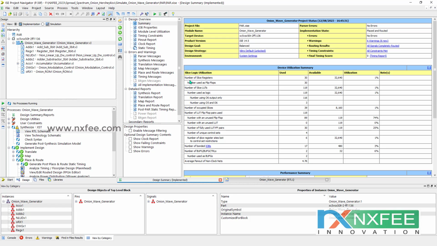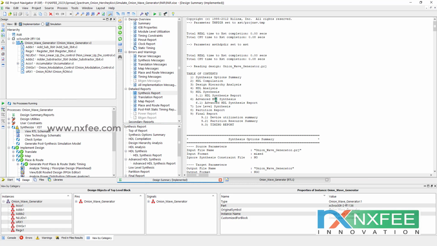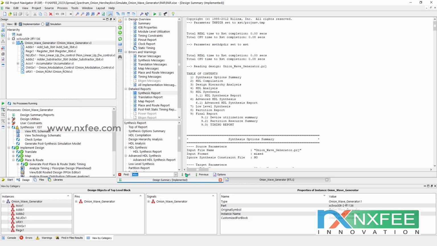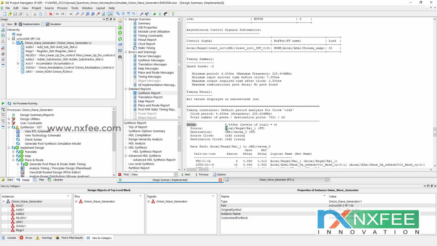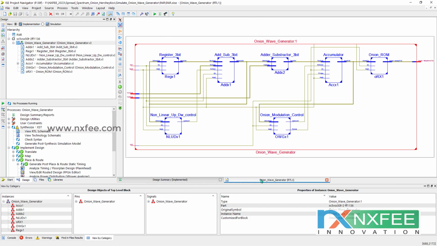Here you can analyze the number of slice registers, number of LUTs, number of occupied slices, and number of bonded IOBs. In the synthesis report you can check the delay: delay equals 4.433 nanoseconds. You can verify the RTL schematic. This is the proposed architecture we have developed.